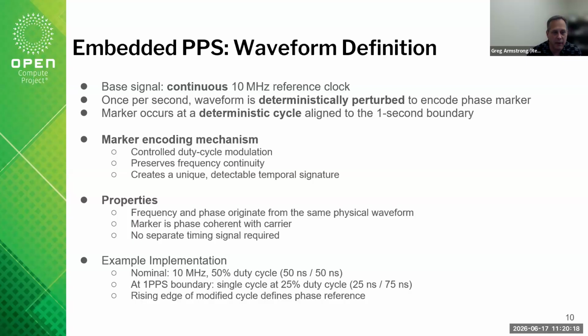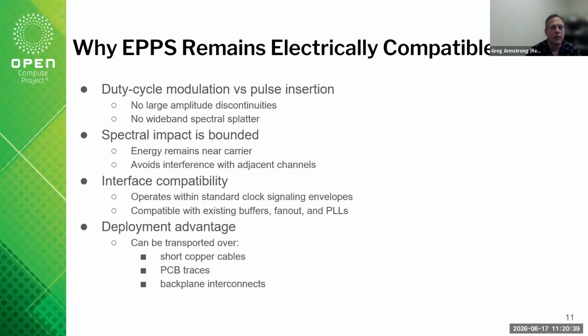You can use standard buffers and other mechanisms to distribute the clock, and they're not even going to be aware that one of those cycles of that 10 megahertz clock has been modulated or perturbed just slightly. It has no clue, and it's not going to change the impact of that type of distribution.